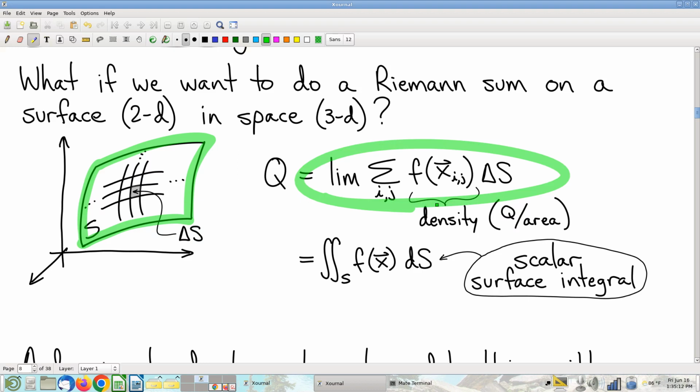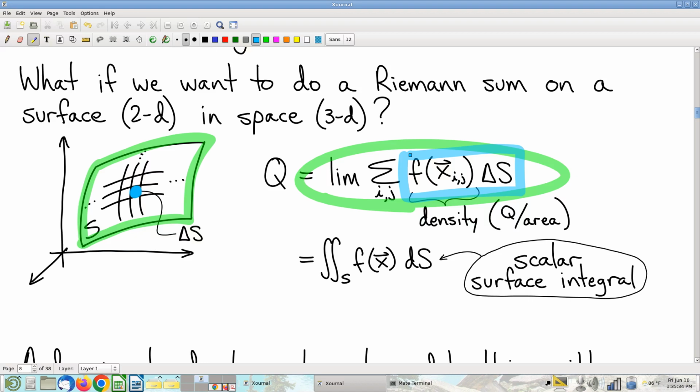We're just chopping up this surface into little pieces, as shown, and just making the observation that on any given little piece, whichever little piece we might be looking at, quantity per unit area times area should give me quantity.